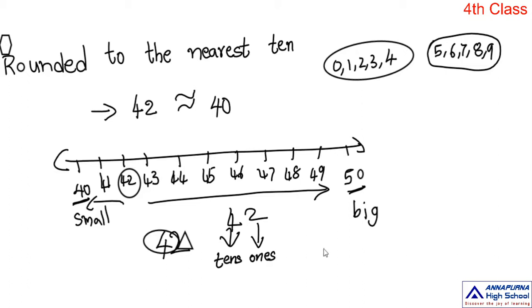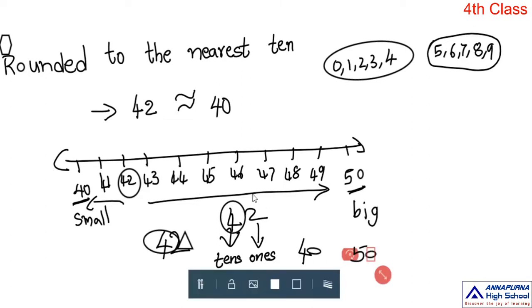Okay children? So what is our number? We want the nearest 10, so 4 is our number. What is the next number to the right? It is 2. And 2 is in which group? It is in the small group. So 42 is in between 40 and 50, and 2 is in the small group.